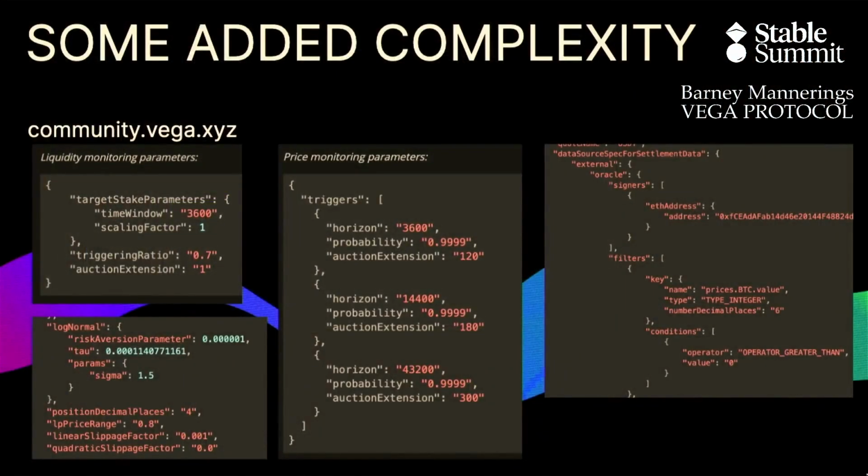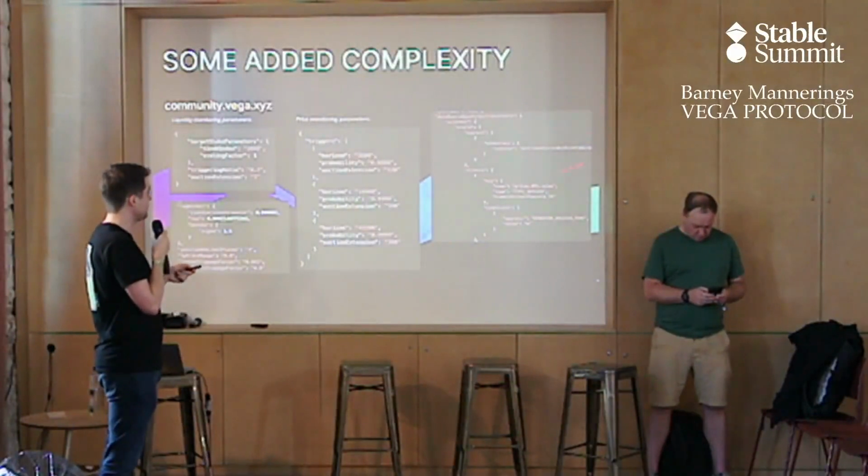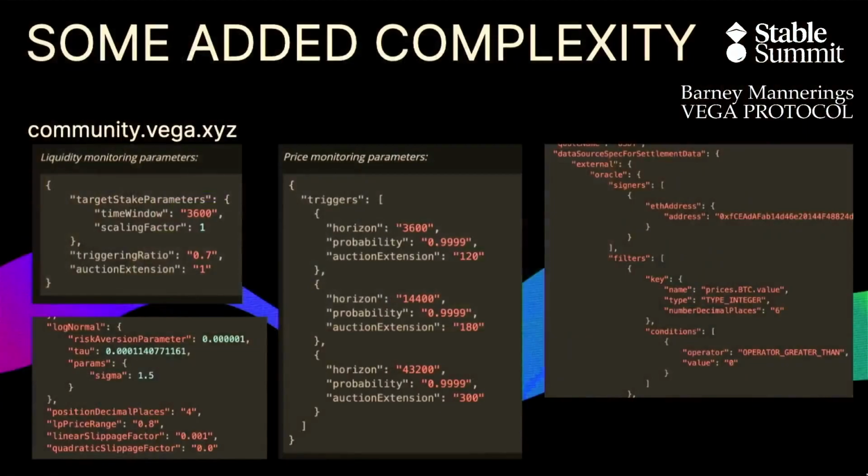And then finally, we've got our Oracle specification. This is a market settling on a Coinbase open Oracle format. So they've specified their ETH address, which is the publisher of this open Oracle format, and then some filters, which pull out the right price, say what specification of decimal places it's in, and some sanity checking, ensuring that it's above 0.